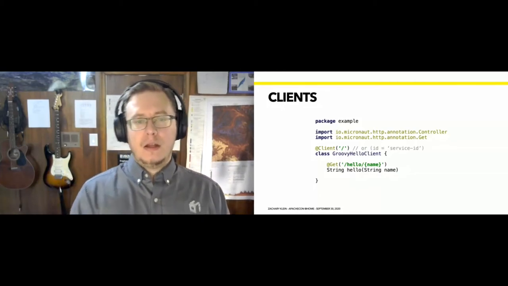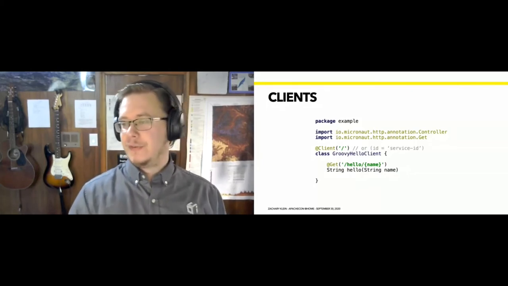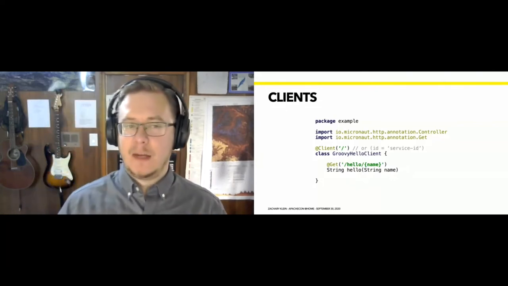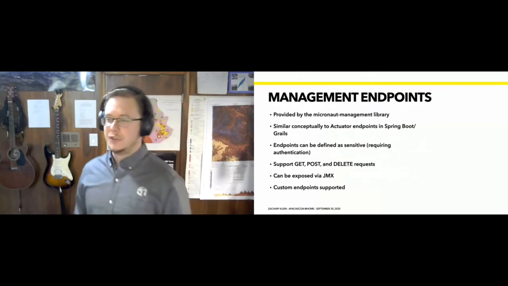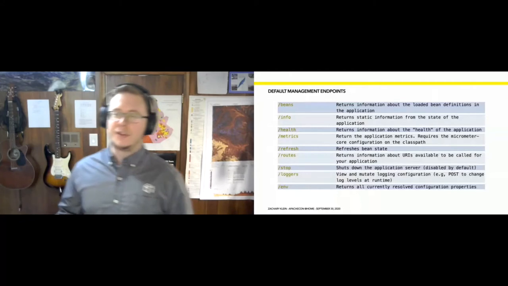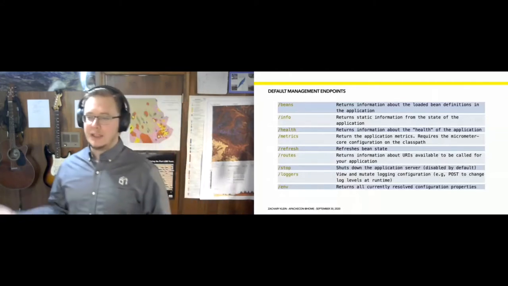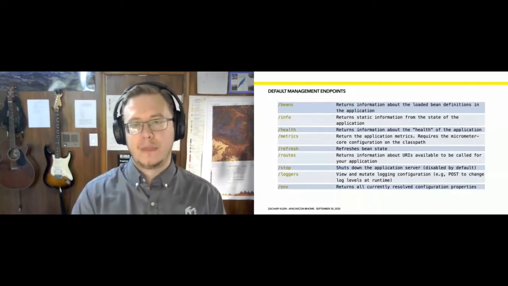Management endpoints are very similar to the Spring Boot actuator, if you're familiar with that, in either Spring Boot or in Grails. I'm not going to talk in detail about that, just mention that they're there because they're going to come up in our demo shortly. This allows you to enable these endpoints to provide information about what beans are in your application context, what the health metrics on your application are, what the current logging configuration is, and so forth.